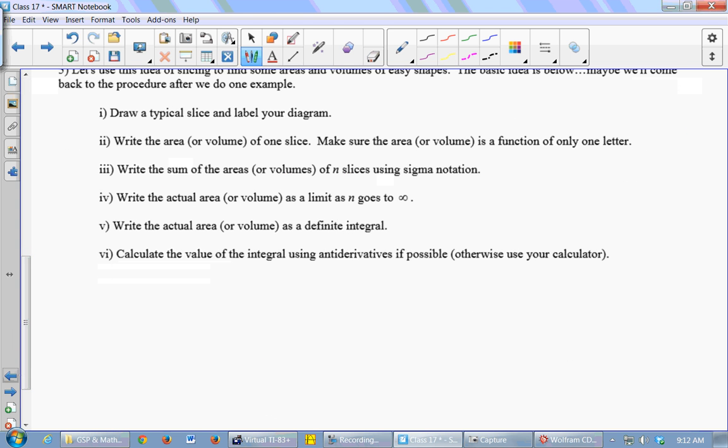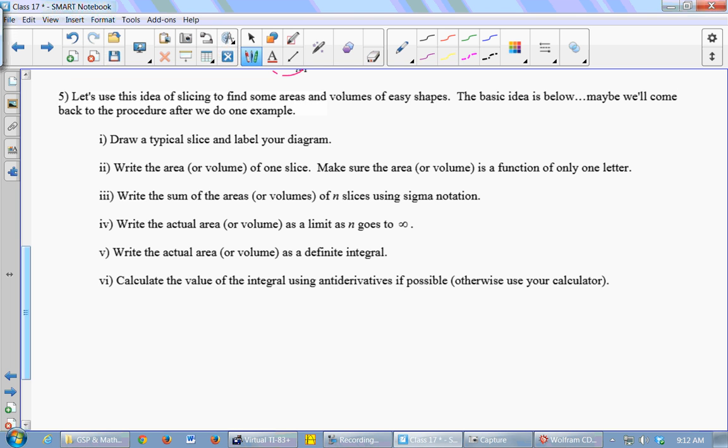So here's the general procedure. Draw a typical slice, label your diagram. So that was the x, the delta x, the h, right? Write the area or the volume, if you're trying to find a volume, of one slice. And make sure that formula has only one letter in it, right? Only x's, not x's and h's. Write the sum of all the areas or volumes of n slices using sigma notation. Write the actual area as a limit as n goes to infinity, and then change that to a definite integral. Calculate the value of the integral using antiderivatives, or your calculator if you can't use antiderivatives.